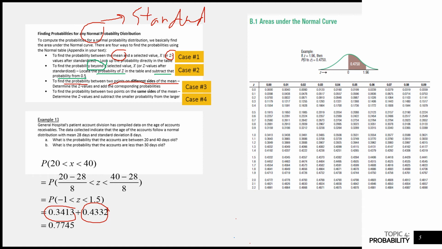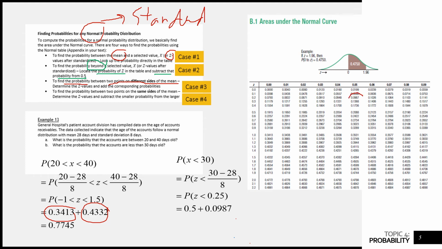The first thing you need to do is to write down the question. Here, they ask you to find the probability that the accounts are less than 30 days. Now, next step is to standardize 30. How do you standardize 30? 30 minus 28 over 8. So you'll get 0.25. Now, look at 0.25. 0.25 is basically 0.0987. Here, 0.25. Let me just circle that for you here.